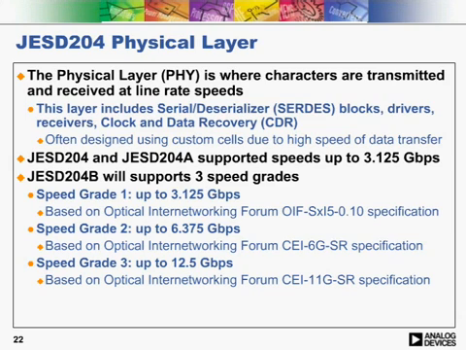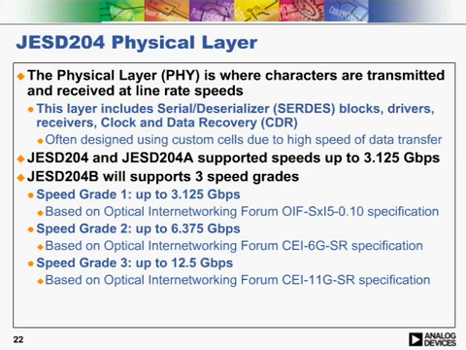Moving on to the JESD204 physical layer, this is where characters are transmitted and received at line rate speeds. The physical layer includes serializer, deserializer, or SERDES blocks, drivers, receivers, clock data recovery, etc. These blocks are often designed using custom cells since the data transfer rates are very high. The JESD204 and 204A standards both support speeds up to 3.125 gigabits per second.